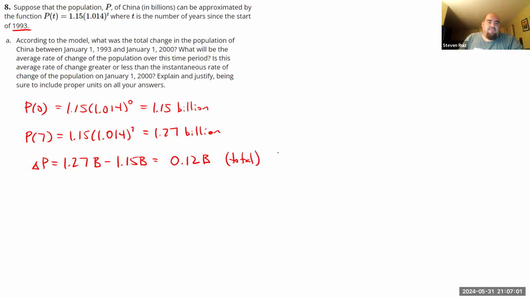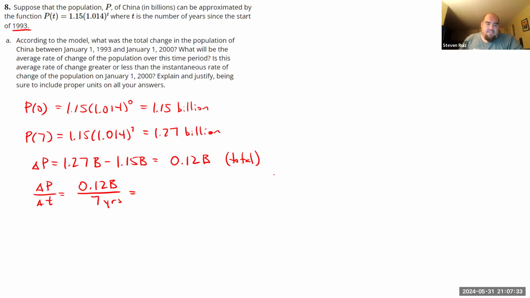Next, they're asking what the average rate of change is. So how do we get the average rate of change? Well, that is going to be the change in population, averaged out by the change in time. So 0.12 billion people divided by, what is our change in time? 7 years.